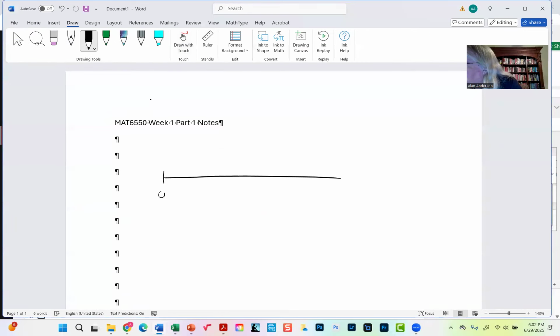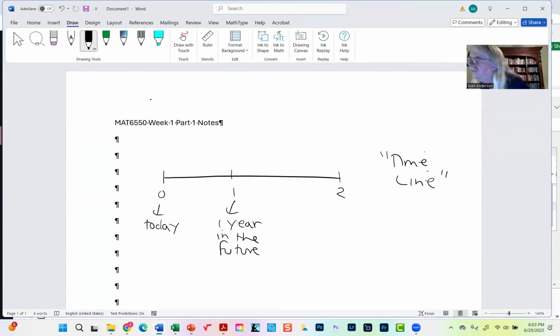So, for example, let's say, and by the way, on this timeline, it doesn't really matter whether it's the top or the bottom. I usually put the time in the bottom. Those numbers represent time, meaning that this is today. This is 1 year in the future. And this is 2 years in the future. And these don't have to be years. They could be months or days, whatever the case may be.